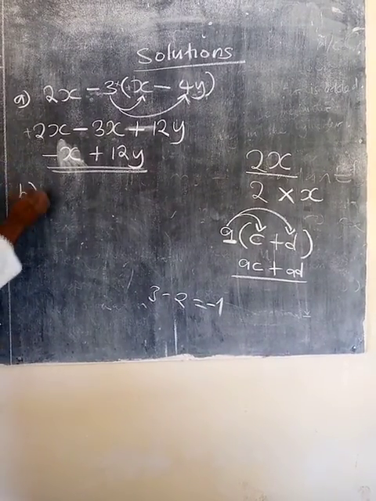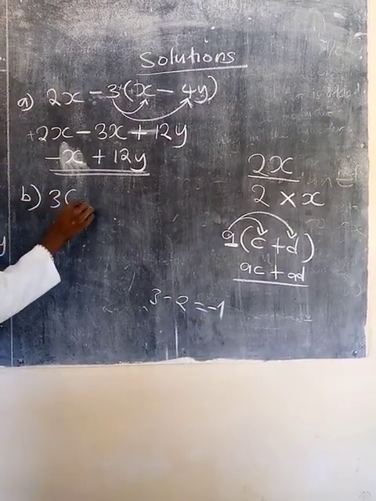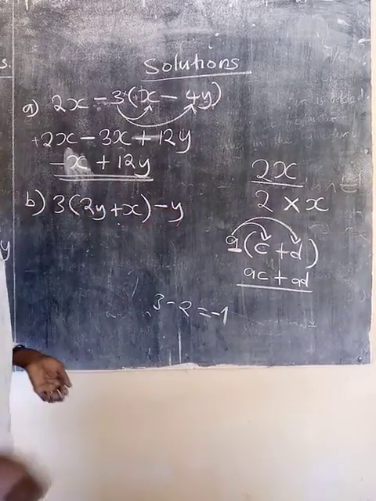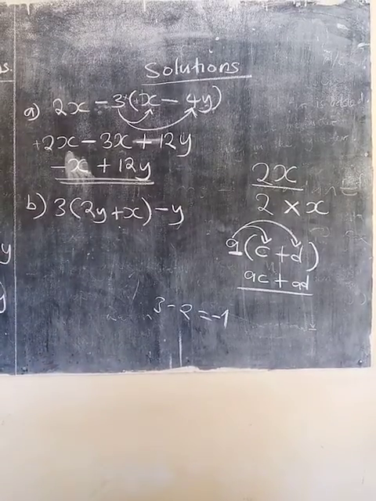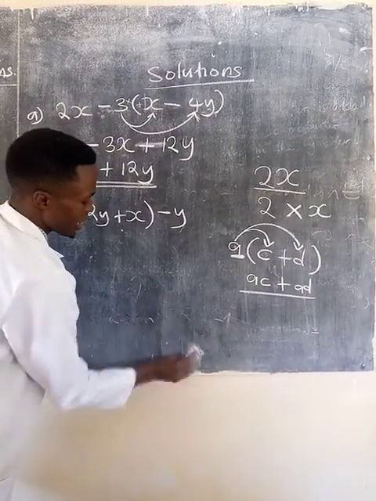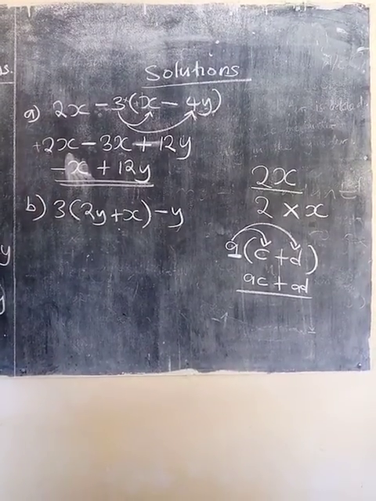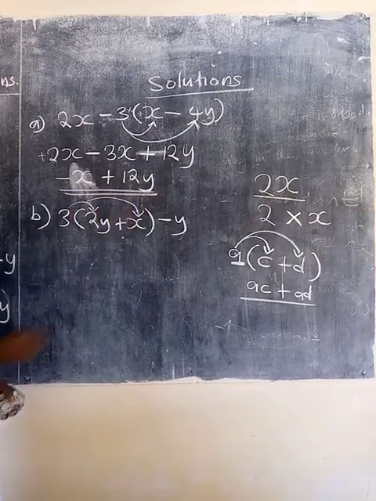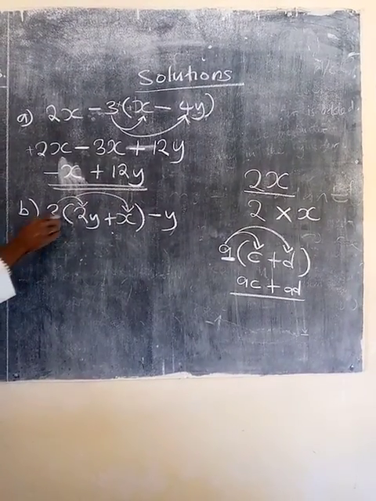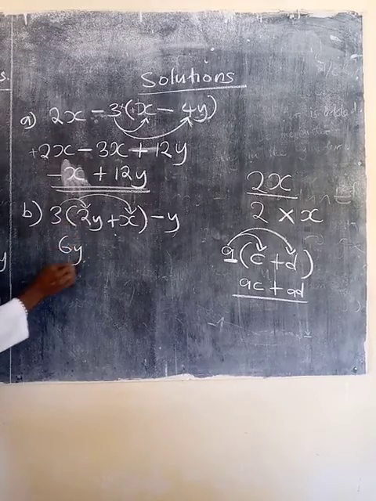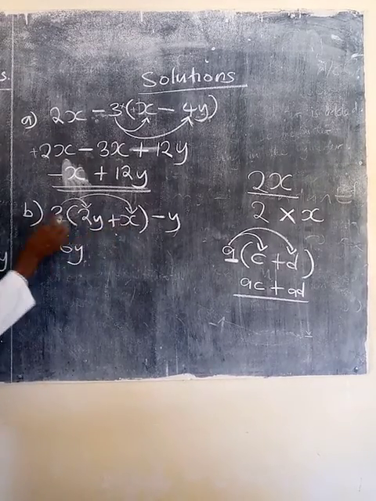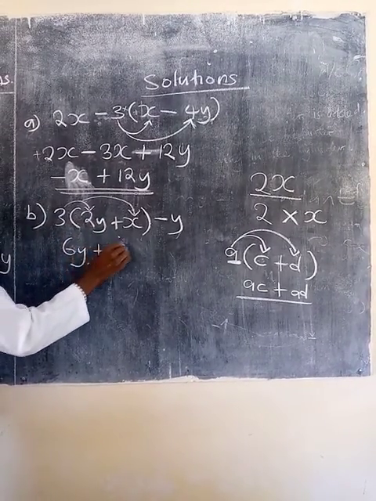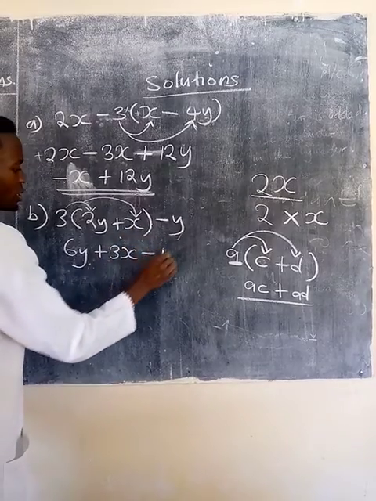Then we go to B. So B, we have 3, open bracket, 2y plus x, close bracket, minus y. In this case, the first thing that you need to do is open up the brackets. For you to open up the brackets, you multiply this times that, again times that. That's the way you're supposed to open up the brackets. So this times this is going to give us 6y. Then this times that, it's not affecting the operations there, so this is 3x. Then there is just the minus y alone, put it like that.